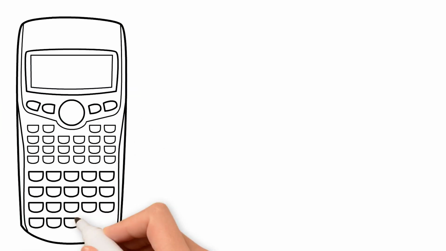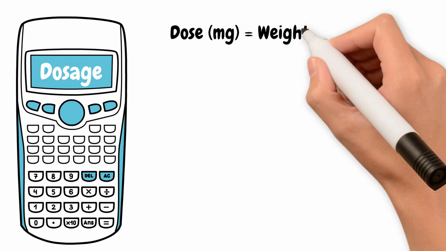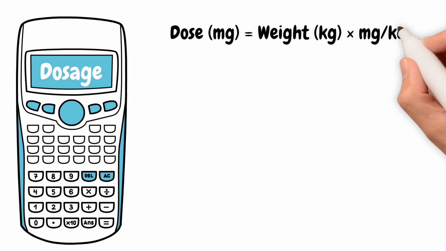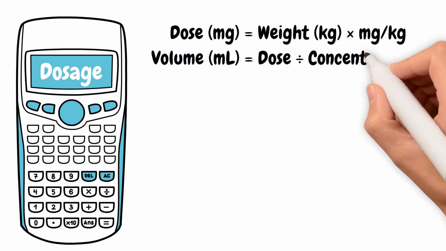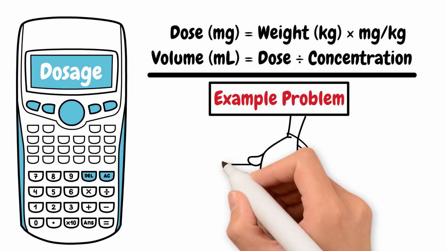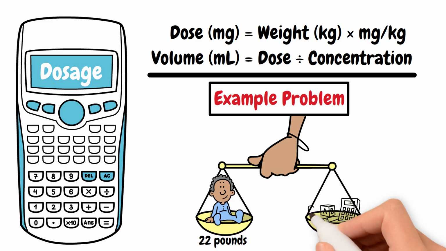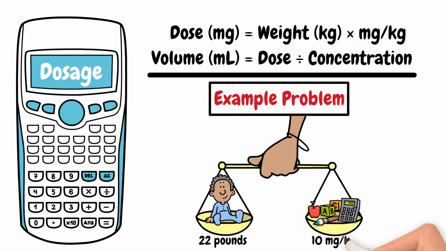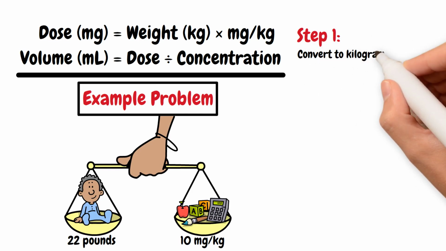The core formula we'll use is simple: dose, milligrams, equals weight, kilograms, times milligrams per kilogram. Volume, milliliters, equals dose divided by concentration. Let's break that down with an example. Say you're helping fill a prescription for a child who weighs 22 pounds and needs 10 milligrams per kilogram of acetaminophen. Step 1. Convert to kilograms.